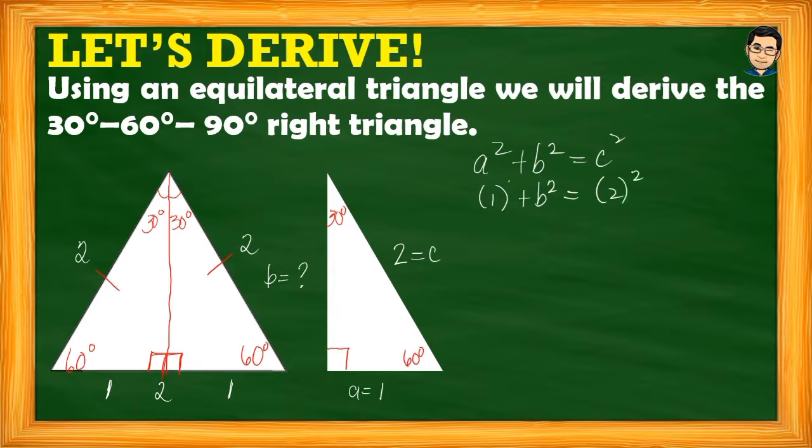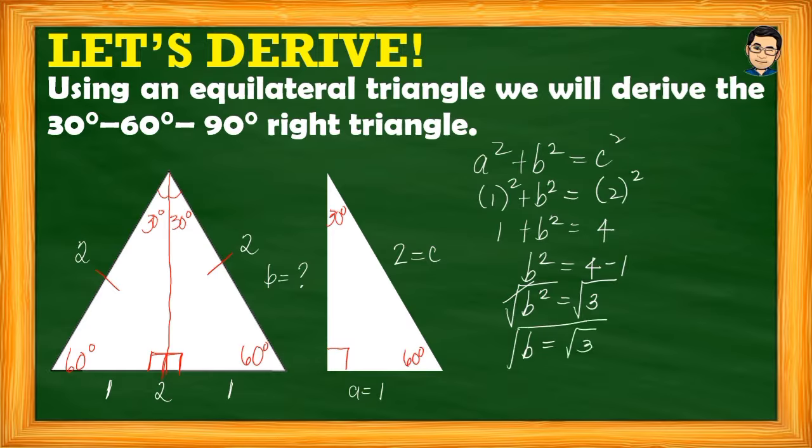Ayan. So, 1 squared plus B squared is equal to 2 squared, that is 4. And then, we will subtract 1 from both sides. So, magiging B squared is equal to 4 minus 1. And then, B squared is equal to 3. And then, extract the square root of both sides of the equation para matanggal yung square. So, square root of B squared, magiging B na lang. Okay, so makakancel yung radical symbol. And then, square root of 3 is not a perfect square, kaya magiging square root of 3 na lang. So, ibig sabihin, yung isang side natin measures square root of 3.